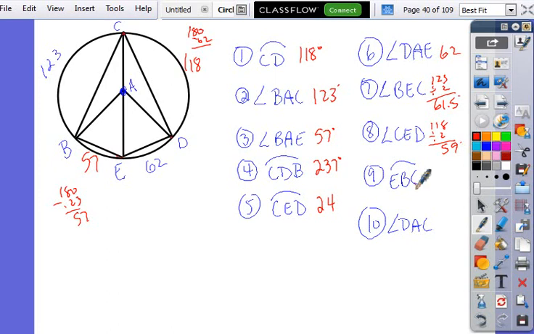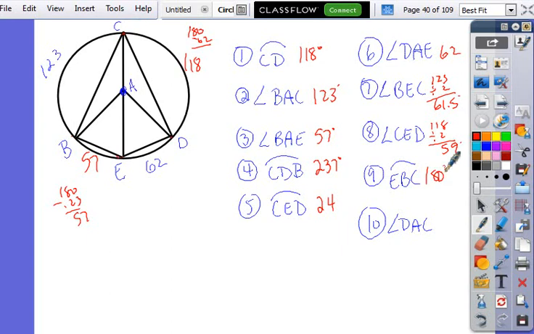Arc EBC. 57 plus 57, 123. Y'all are making it harder than it is. What is it? It's 180. It's a semicircle. I'm not going to add those up. I'm just going to say that's a semicircle and put 180.